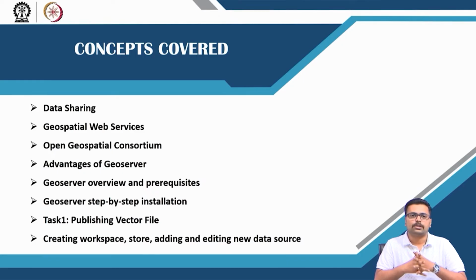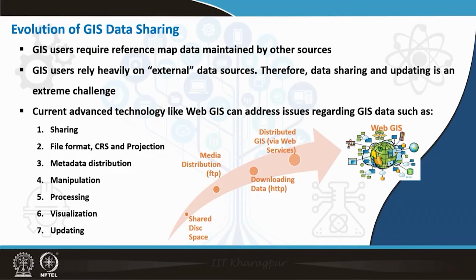Then we will also see how to publish a vector data in Geoserver. For publishing a vector data, first of all we need to create a workspace, and then we need to add a store, and then we have to edit certain data source. So that also we will discuss in this particular hands-on session.